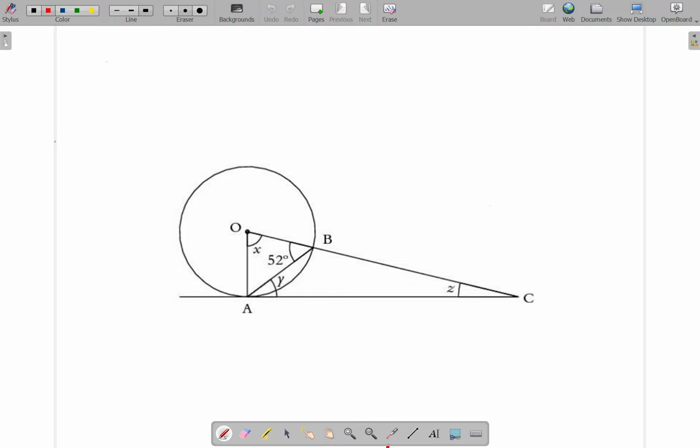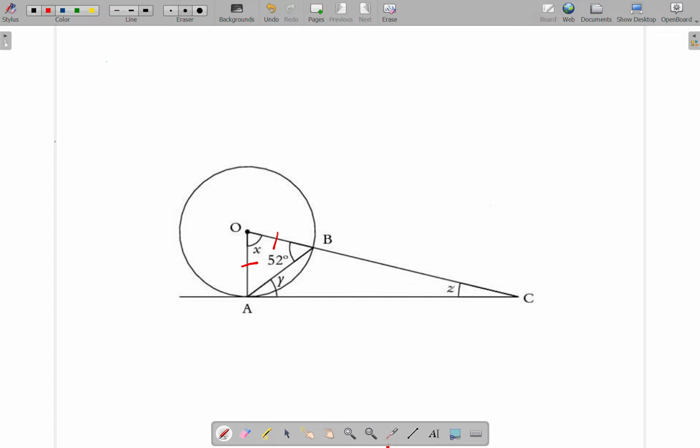From the center to the circumference, this is a radius. Also from the center to the circumference, this is a radius. This is a radius, this is a radius, and that is a radius. And you know the characteristics of radii, they are equal in length. That simply means that this one is an isosceles triangle. Okay, it's an isosceles triangle.